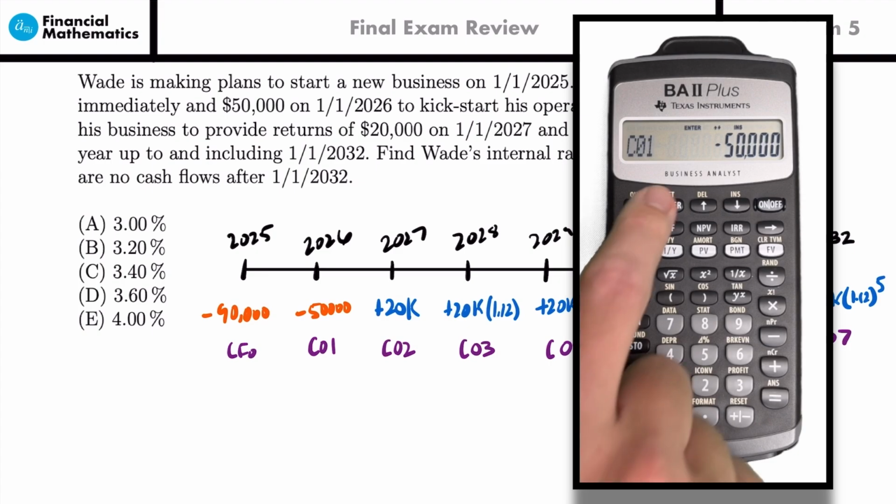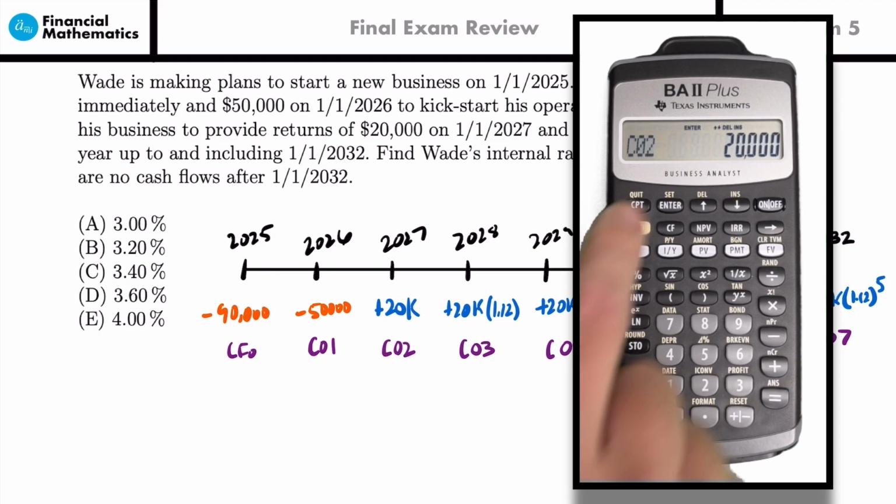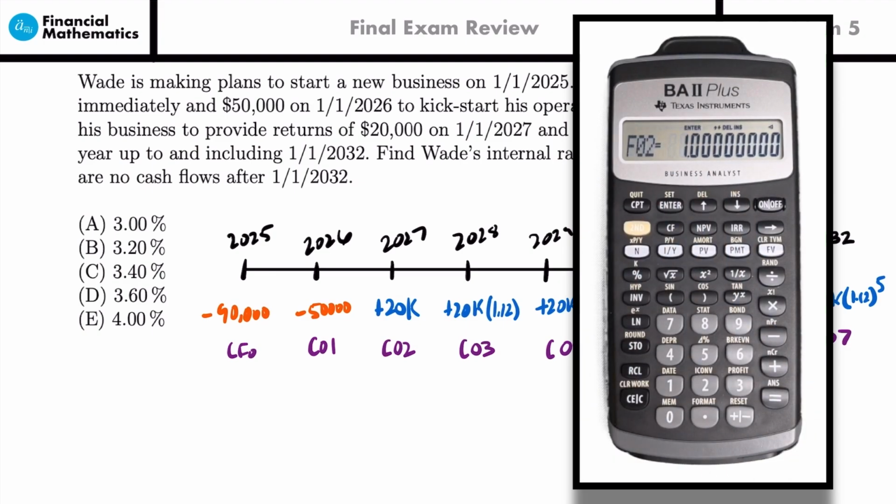so I'll put in 50,000, make it negative, enter it. Now the frequency is 1, so we can leave that alone. F01, F02, and so on, those are all just referring to the frequencies of our payments, and all of them are only occurring once, all right? They're not repeating cash flows. They're going to be different each time. So just leave that one alone. We'll go down to C02, which is 20,000. So we'll do 20,000, hit enter, go down. The frequency is still 1. That's never going to change for this problem.